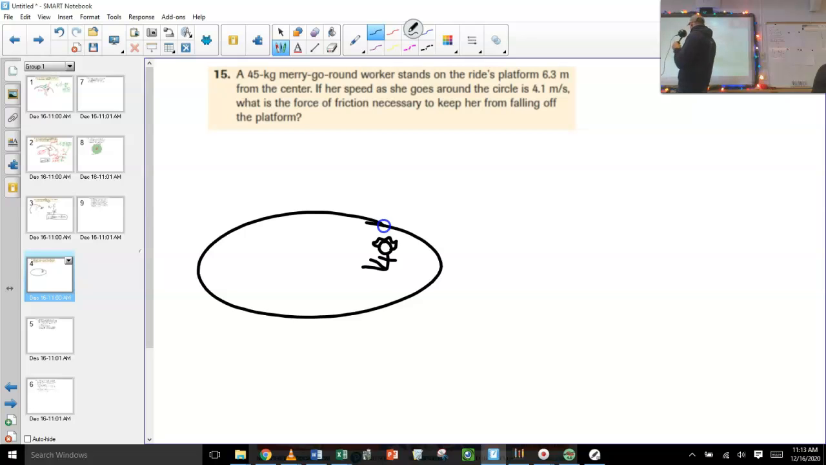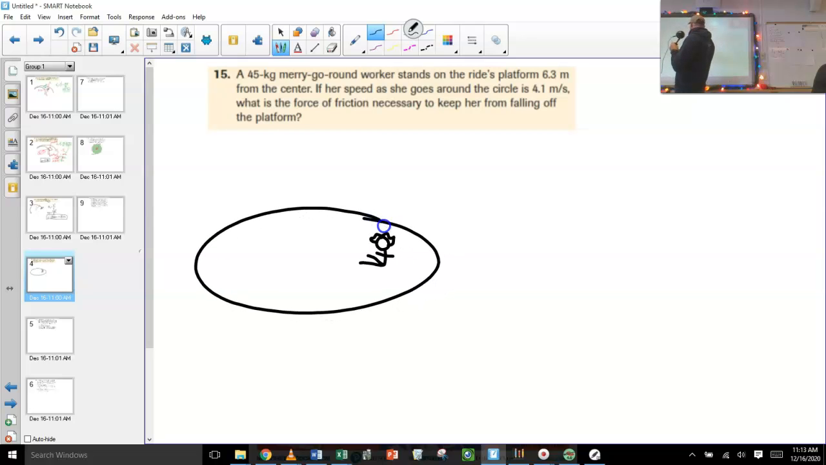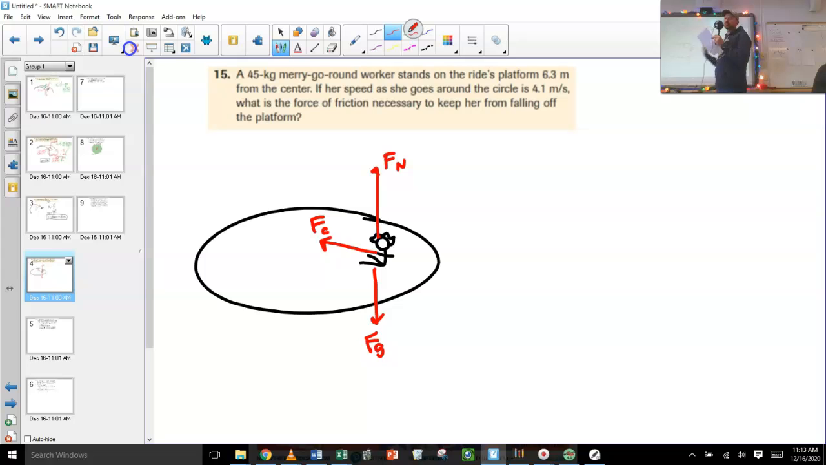And if you spin too fast, then you're going to get flung off. So the question is, what's the force of friction? Remember, the force is on you. There's gravity, there's a normal force, and there's a force that's turning you in a circle, the centripetal force. And friction is providing that.